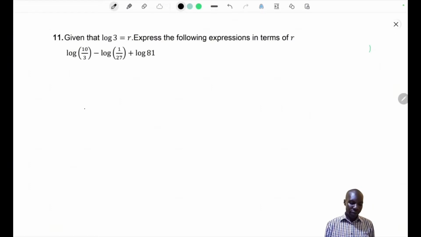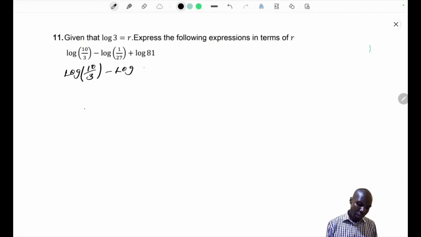Number 11. Given that log of 3 is equal to r, express the following expressions in terms of r. So we have got log of 10 over 3 minus log of 1 over 27 plus log of 81.